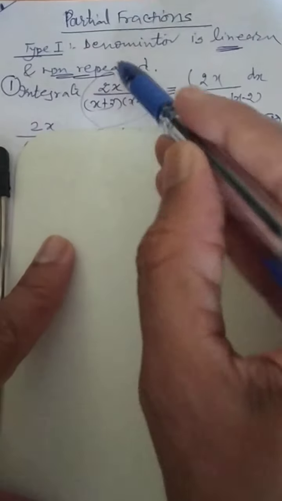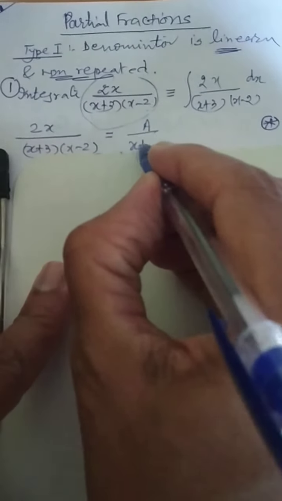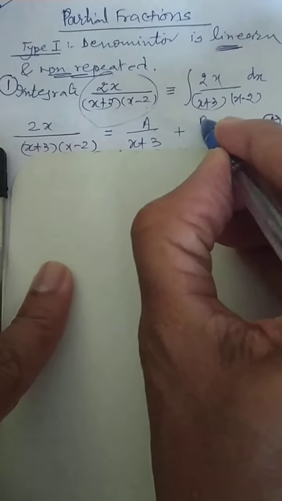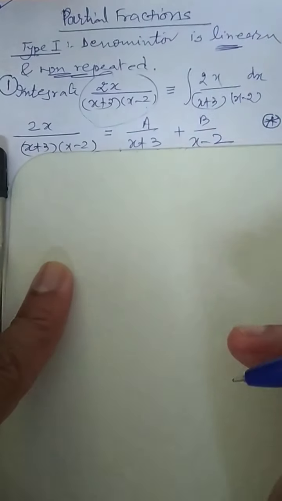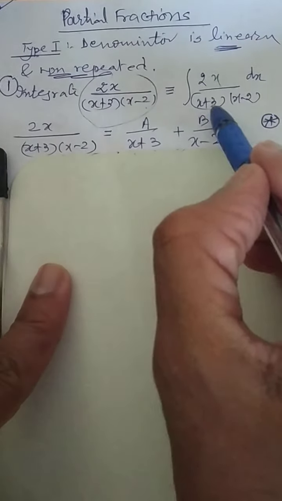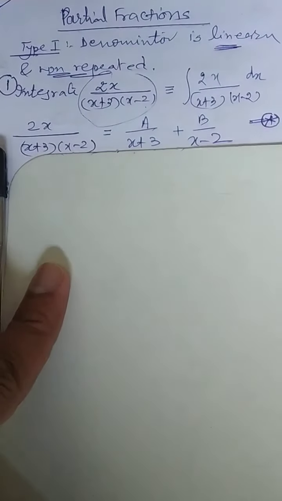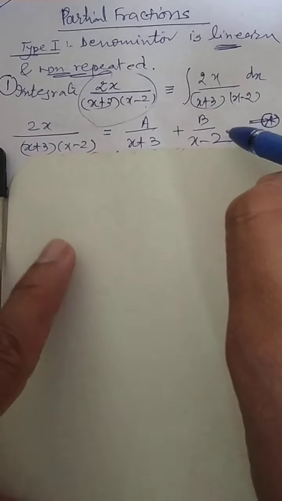This is called the integrand. It can be written as a divided by the first factor x plus 3, and b divided by x minus 2. That will be your first step of the question: writing the question in the form without integration, and mark this expression as star, because at one place we are going to come back to this step only. So this is the step.